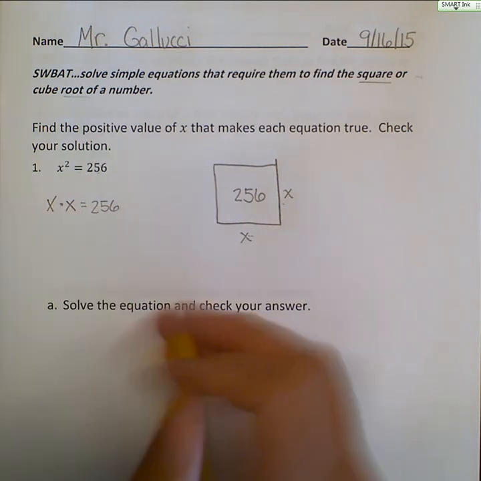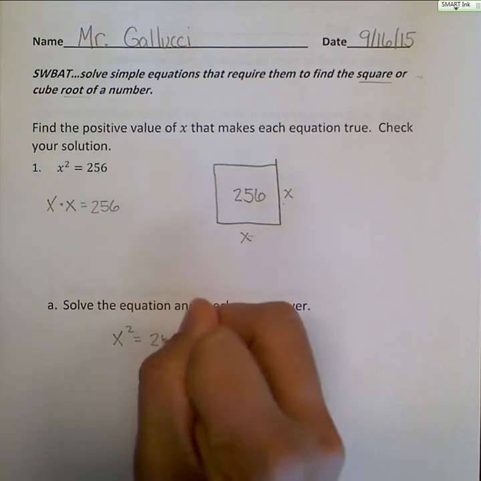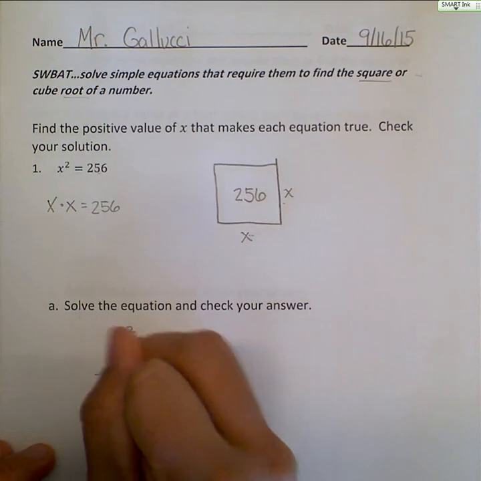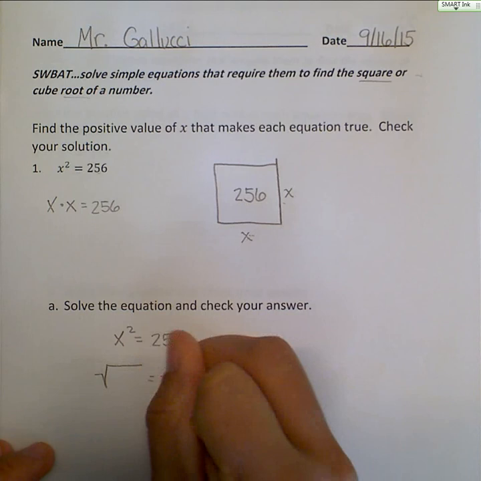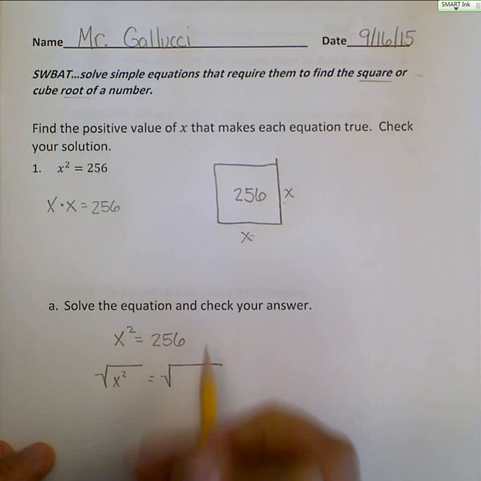First, I'm just going to bring down the equation. My first step to solving this equation is something new in math. We call it take the square root of both sides. Remember, when we're solving equations, when we do one thing to one side, we have to do it to the other. So here we are going to take the square root of both sides of the equation. On the left I had x squared, and on the right I had 256.